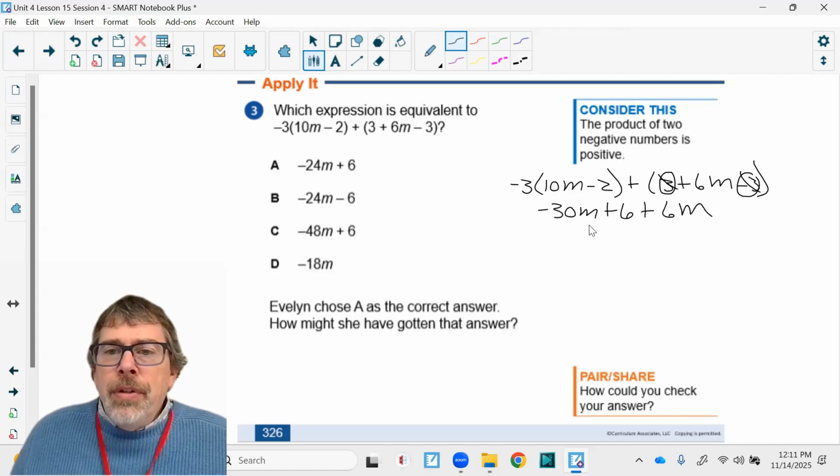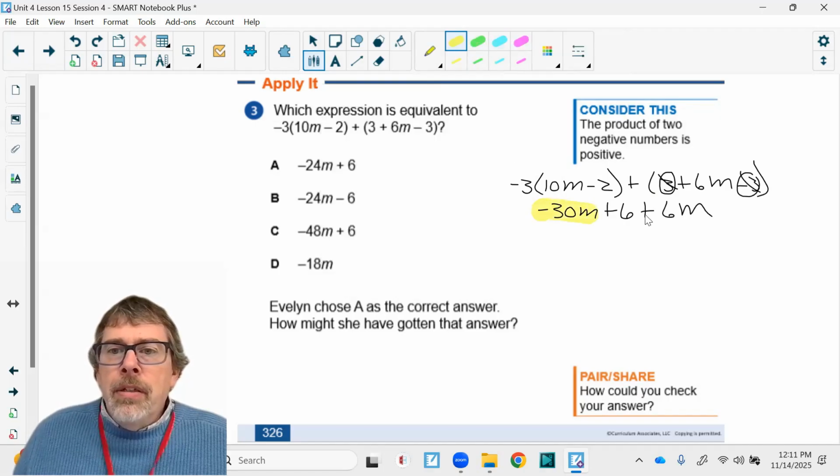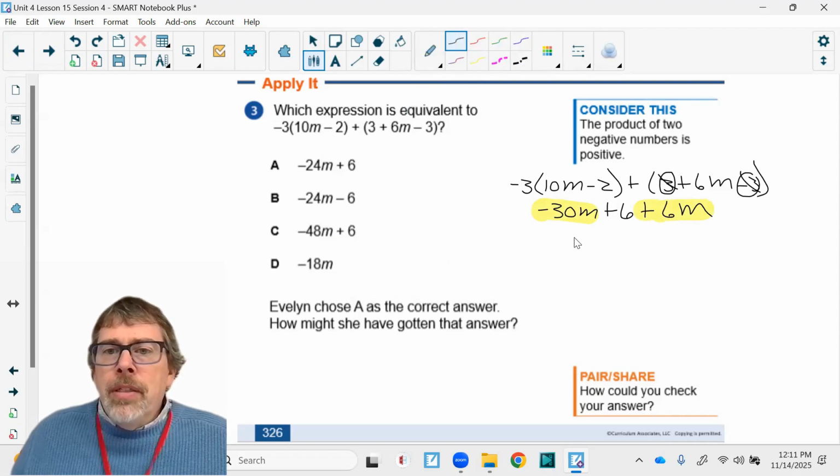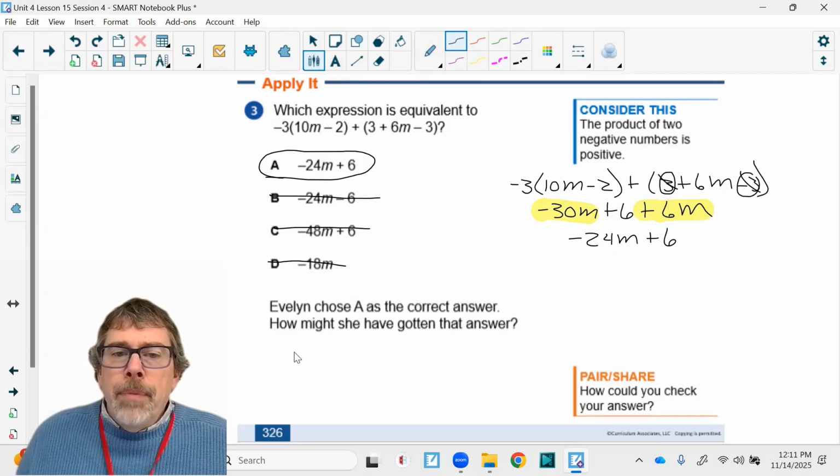So now I have negative 30m plus 6m as like terms. This is a like term to this. Okay, so negative 30 plus 6 is negative 24m, and we get plus 6. So A is an answer, B is not, C is not, and D is definitely not as well. Evelyn chose A as the correct answer. How might she have gotten that answer? A is the answer.